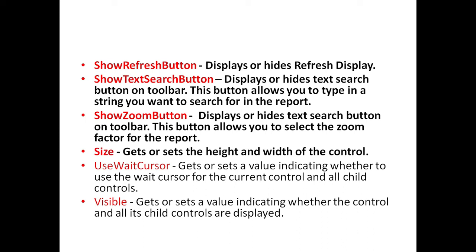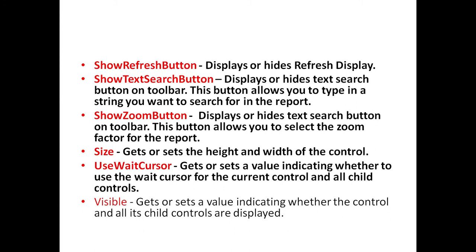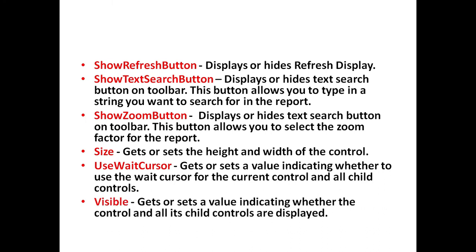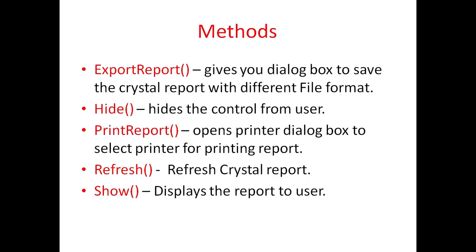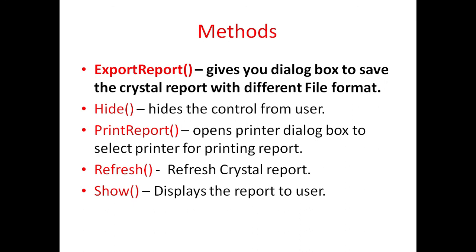Size property gets or sets the height and width of the control. UseWaitCursor gets or sets a value indicating whether to use the wait cursor for the current control and all child controls. Visible property is used to get or set a value indicating whether the control and all its child controls are displayed. Different methods for Crystal Report viewers are: ExportReport gives you a dialog box to save the Crystal report with different file formats.